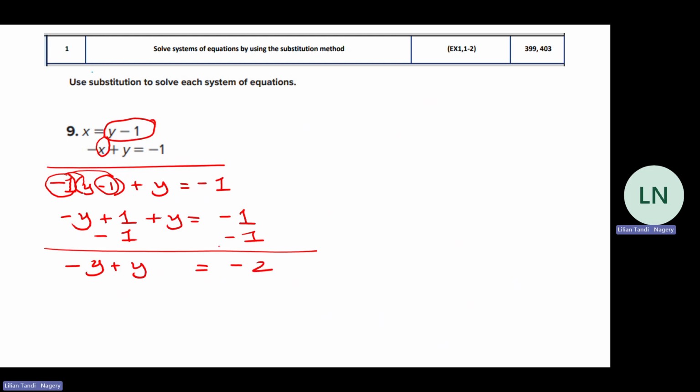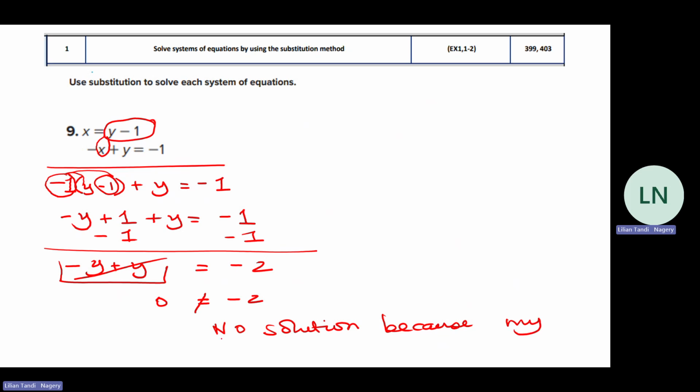Okay? That's one way of you doing this. So this will be 0. This will give you 0. So 0 is not equal to negative 2. So your answer is no solution. No solution because my values are not the same.